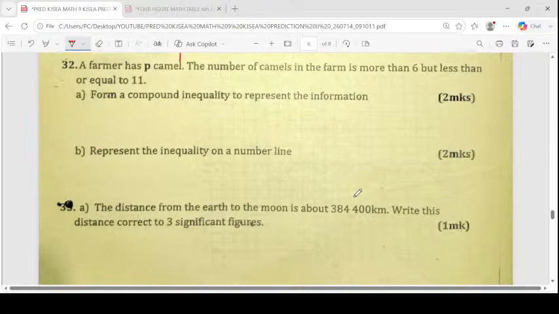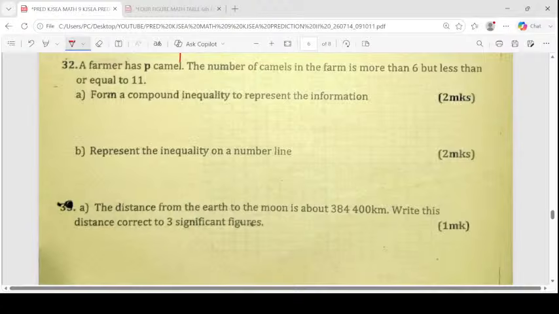Question number 32. A farmer has P camels. The number of camels in the farm is more than 6, but less than or equal to 11. Part A of the question, form a compound inequality to represent the information. So when you look at it, they are saying he has P camels.